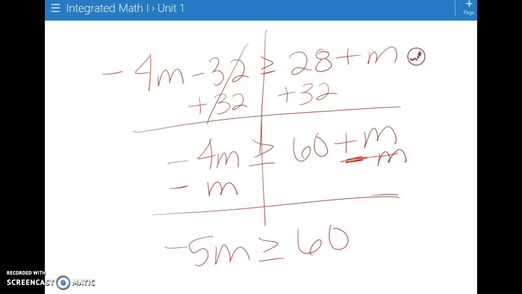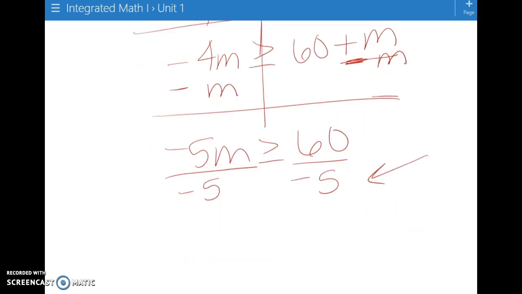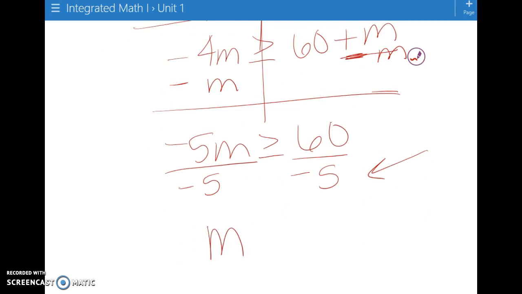Okay. We'll go ahead and divide by negative 5 on both sides. Notice I'm dividing by a negative. So what does that mean? It means I need to flip the sign. So it'll be m is less than or equal to negative 12.